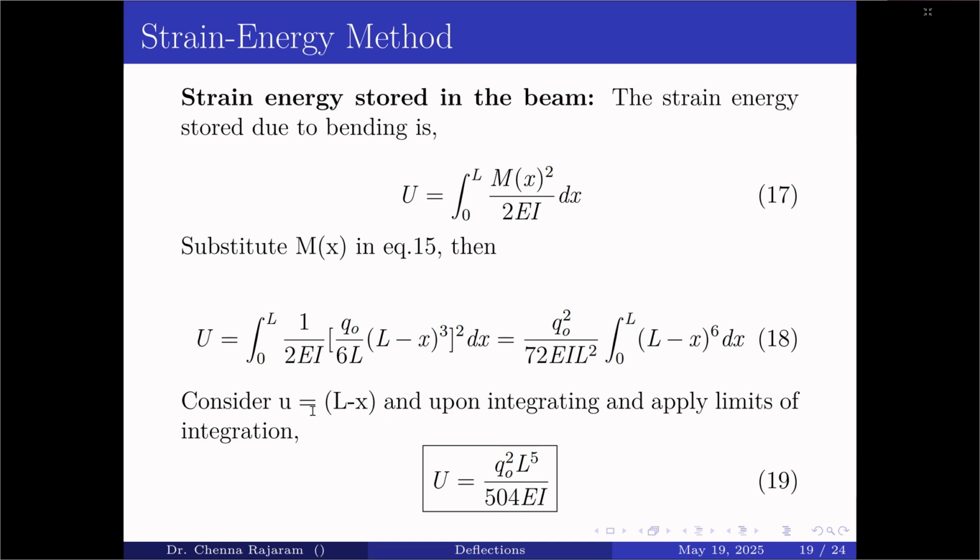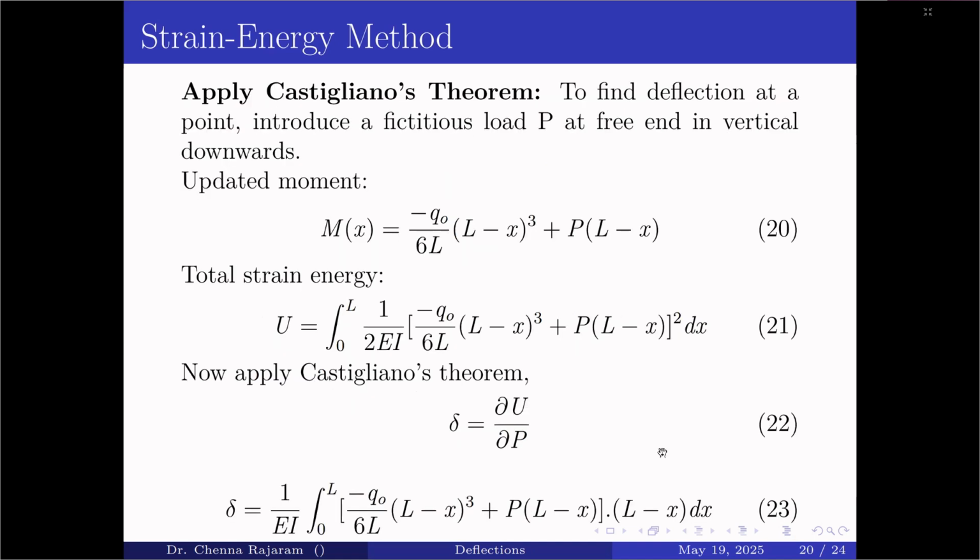So consider u is equal to L minus x, and upon integrating and applying the limits of integration, U is equal to Q naught square into L to the power of 5 divided by 504 EI. Now apply the Castigliano theorem.